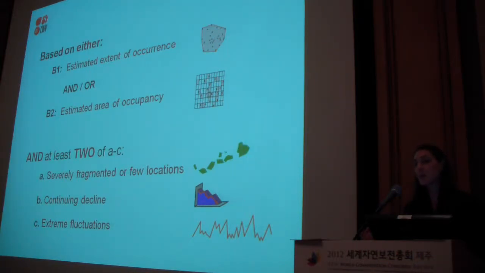So for A, the species can be severely fragmented, or it's found only in a very few number of locations. And remember the definition of location there. It's not localities, but the other location. B is a continuing decline in any number of different variables. That could be a continuing decline in the extent of occurrence, area of occupancy, the area, extent, or quality of habitat, the number of locations or subpopulations, or the number of mature individuals. And you would indicate whichever of those are undergoing a continuing decline, or extreme fluctuations in those same variables.